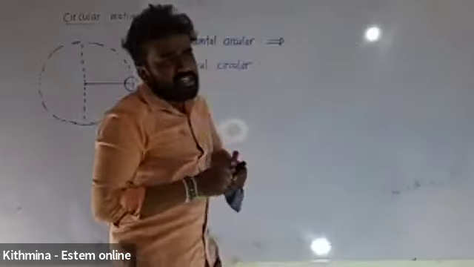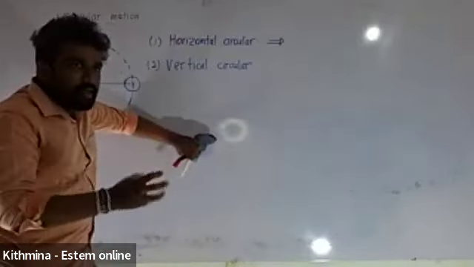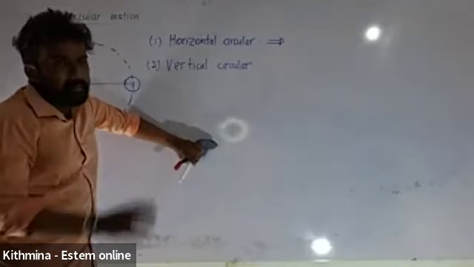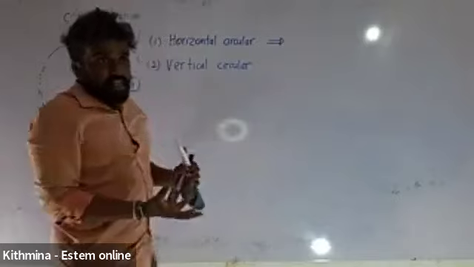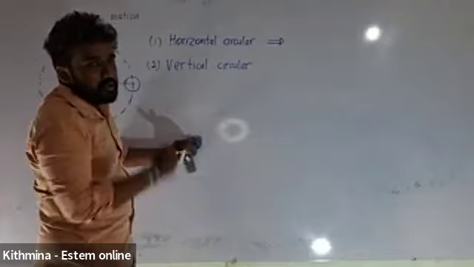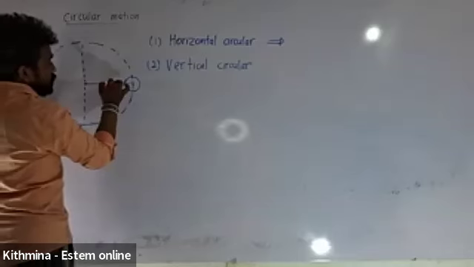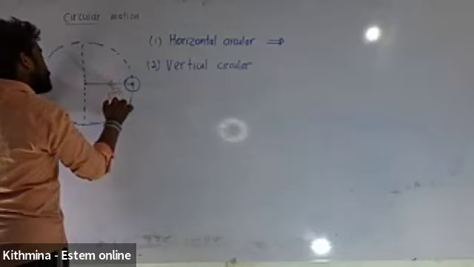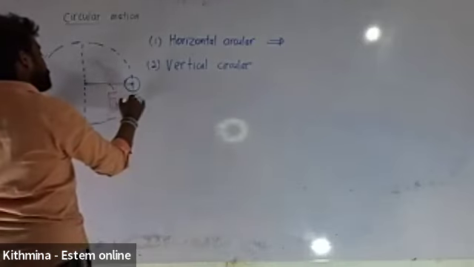Do you know the major requirement that should be fulfilled by an object to move in a circular path? What is the basic requirement? There should be a centripetal force. That is the major requirement.